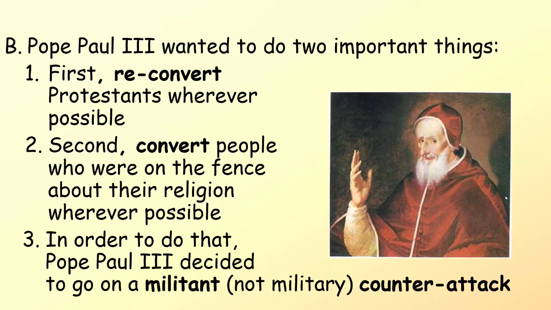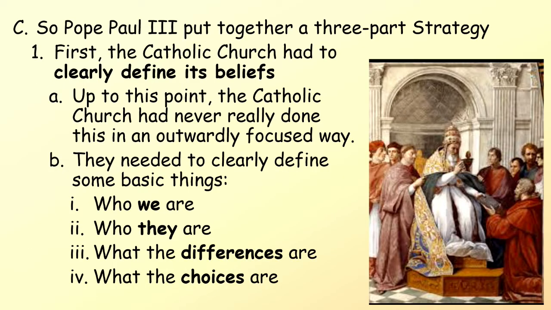In order to do that, Pope Paul III needed to go on a militant, not military, we'll define this word militant in a second, counterattack. So Pope Paul III put together a three-part strategy. First, the Catholic Church had to clearly define its beliefs. Up to this point, the Catholic Church had never really done this in an outwardly focused way. Didn't need to. Everybody was Catholic. And they needed to clearly define some basic things: who we Catholics are, who those Protestants are, what the differences are, and what the choices are.